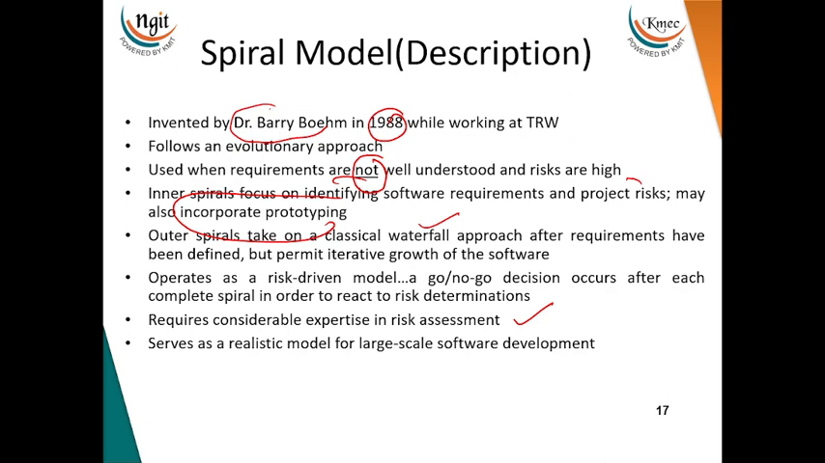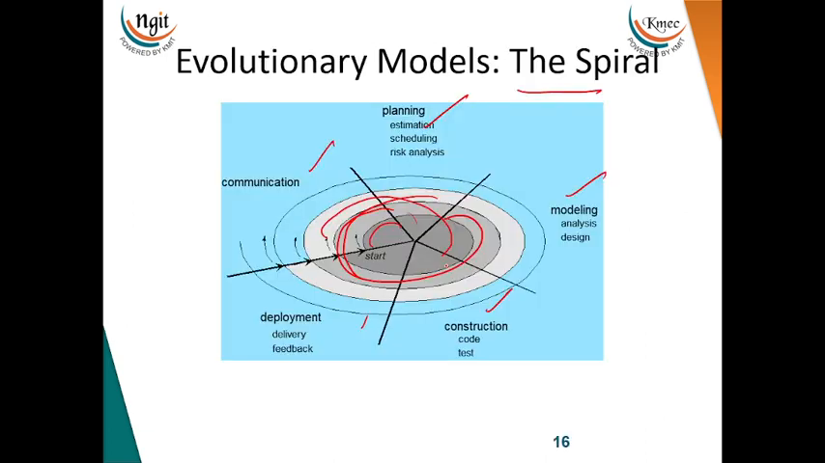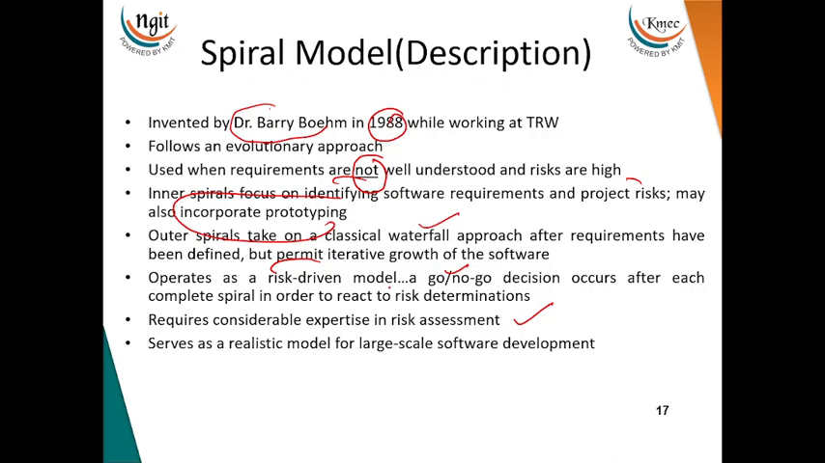Do remember it. It was developed in 1988 and the inner circle goes on with the project risks and what the software requirements are and everything, whereas the outer ring takes the waterfall model and goes with the feedback process and everything. Risk model: go or no-go decision occurs on each complete spiral cycle. So each risk decision we are going to take, go or no go.